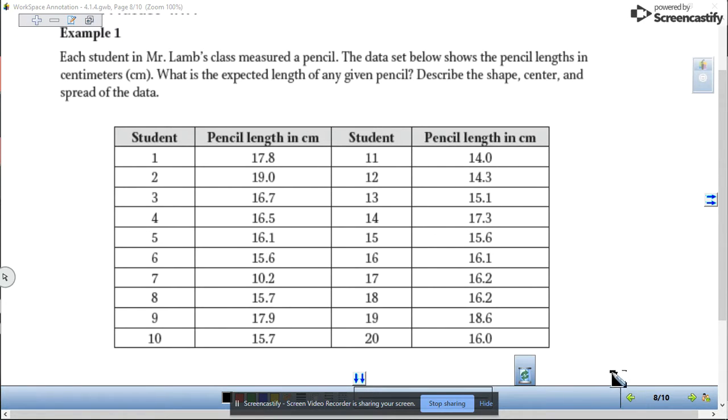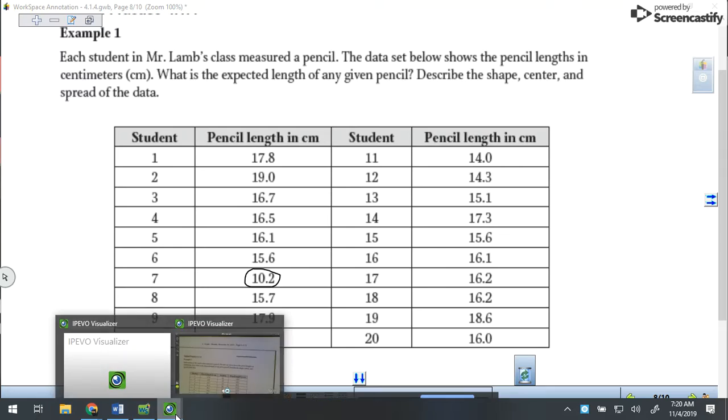So what we're going to do is glance over these and see if any of them stand out to you. The only one that looks questionable to me is this one right here, this 10.2. Now, it's relatively close, but remember, we're talking about very small differences between these pencil lengths. So that one does seem a little bit further away from the group. So let's calculate the IQR and use that to find whether there is indeed an outlier.